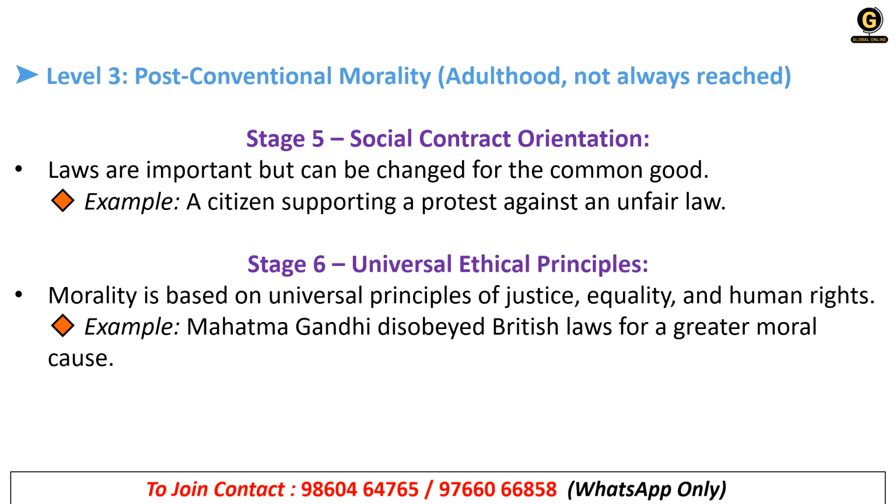And the last one is post-conventional morality, for adulthood, or near to adulthood. Stage five is about social contract orientation. What is it? Social contract orientation, where laws are important but can be changed for the common good, right?